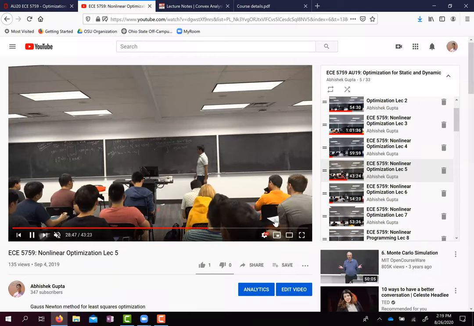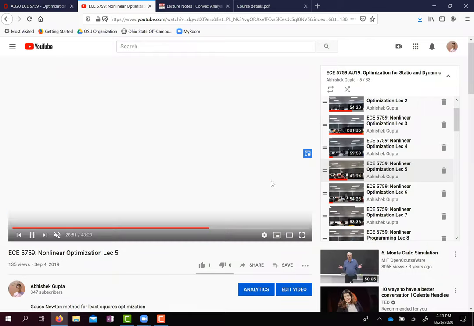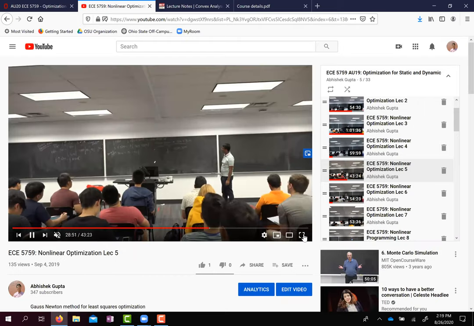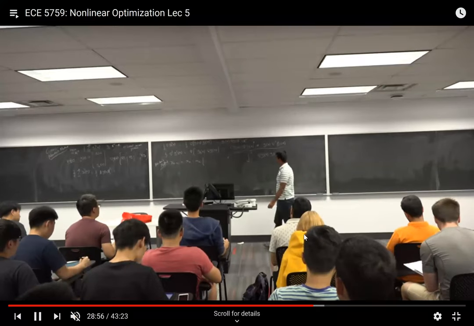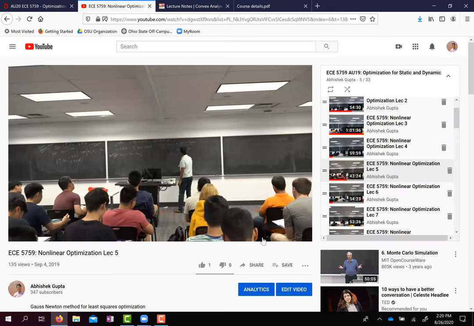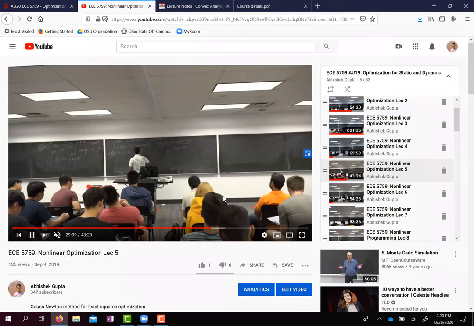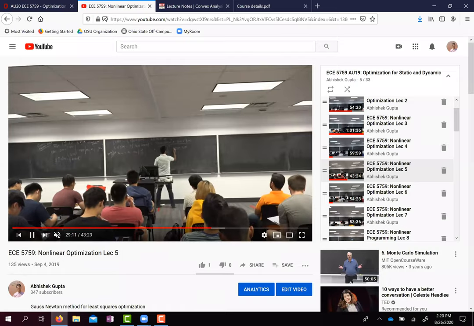Of course, if your quality is, I don't know, 480p, then things are extremely blurry and there is no way you can understand what's written on the board, which you can see right now. It's very blurry and so it's difficult to understand what's written on the board. So make sure you play around with this video setting and use 1080p or higher resolution in order to get a good view of what's written on the board.